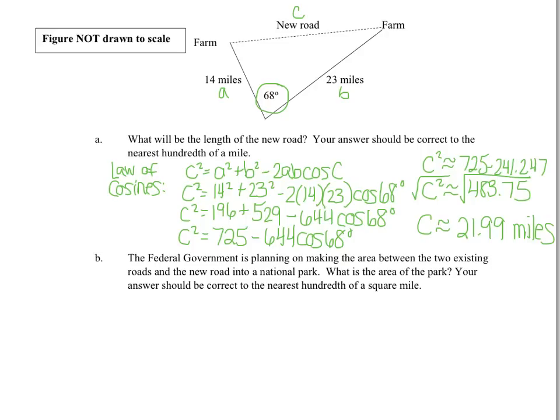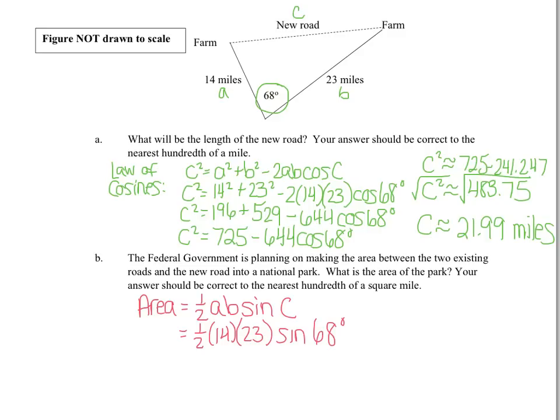Well, as given on our formula sheet, the area of a triangle, when we don't know the base and the height, is going to be equal to 1/2 times AB sine of C. So we're going to use the same letters. This is A, this is our B, and we're taking the sine of C. So this is going to be 1/2 times 14 times 23 times the sine of 68 degrees.